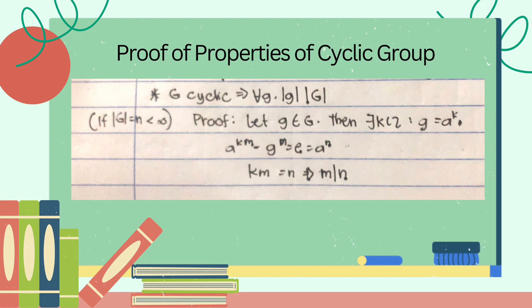Why is that true? By my definition of a cyclic group, we know that this element g must be some power of the generator a, so there exists an integer such that g is a raised to that integer power. Let's call the integer k. So g is equal to a to the k. Now, how do we know first?